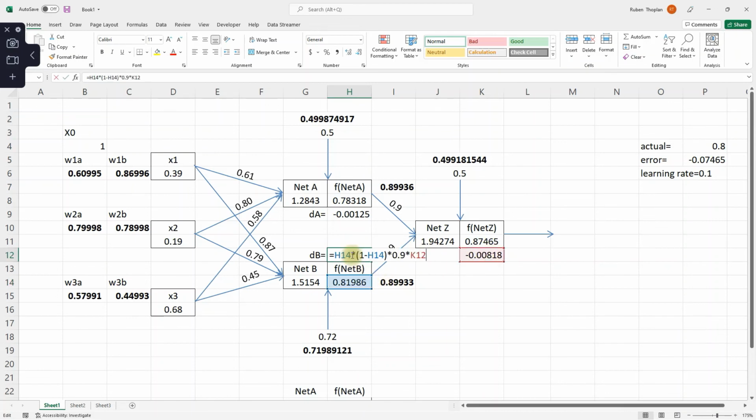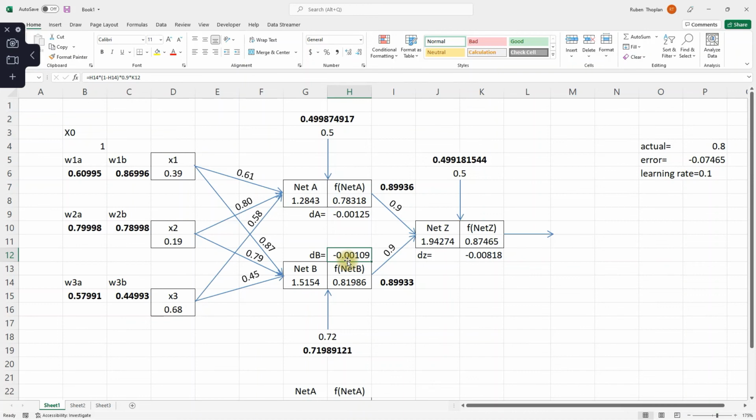So let's have a look at the formula. You will have to take the output at B, which is here, multiplied by 1 minus the output at B, multiplied by 0.9 again, because it's again 0.9, multiplied by delta Z. So we obtain the delta A, we obtain the delta B, which makes life far easier.